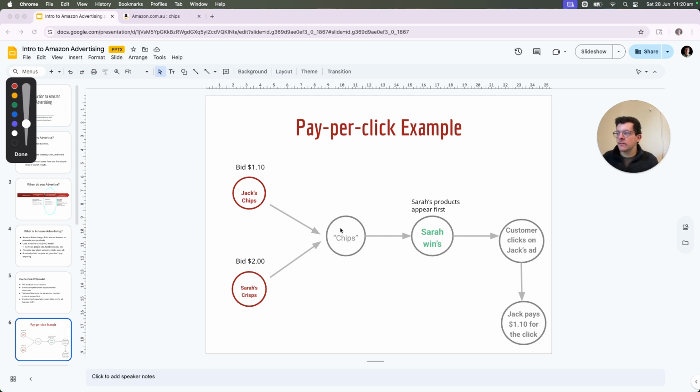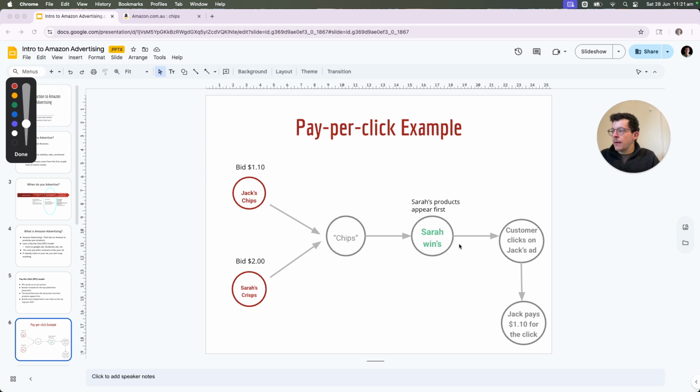And so in this case, Sarah will win the ad auction because she's bidding a higher amount, $2 versus $1.10. Sarah wins, and then Sarah's products will appear at the very top of search results. She will appear in the first spot, followed by Jack's products, who will appear on page 2 or the second placement, third placement, whatever.